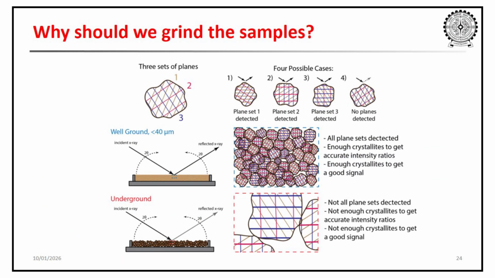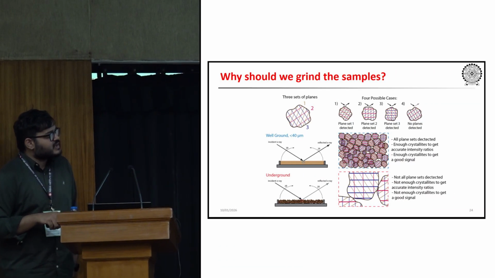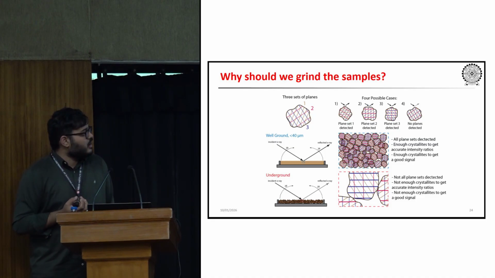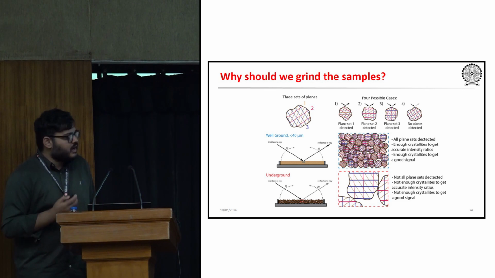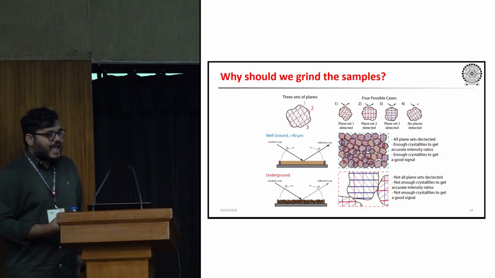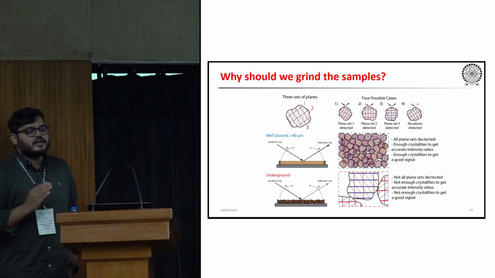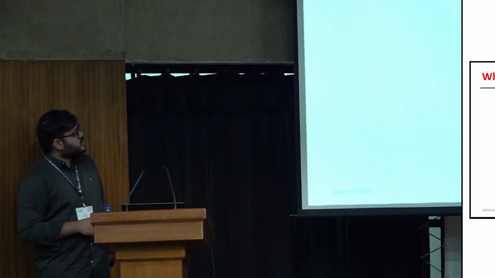And why should we grind the particles? Because we need to have sufficient statistics, sufficient particles to get a good measurement. For example, if you have a well-ground sample, we have enough crystallites to get accurate intensities from the powder. Whereas if your sample is underground, it is quite coarse, not all the planes are going to be detected. There are not enough crystallites in the powder to get accurate intensity ratios. This is the other reason why you should always ensure that your particle size is ideally between 10 to 15 microns, right?